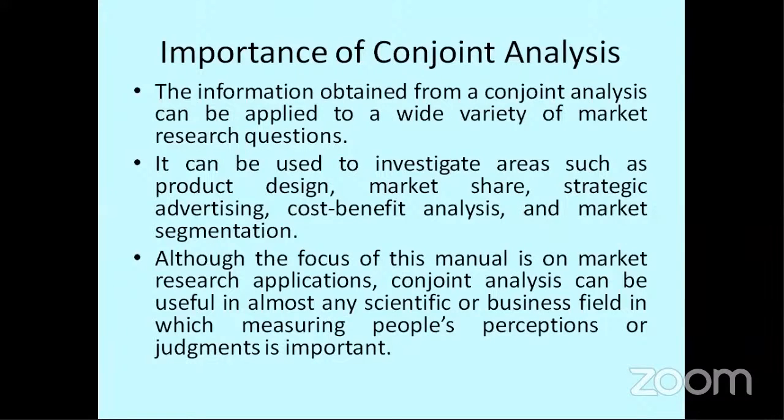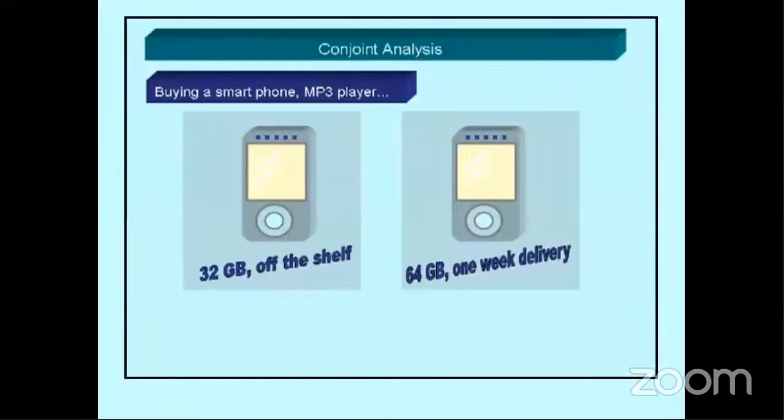When two products are merged together, which two products should be merged, or which two offers should be merged, they are all the brainchild of conjoint analysis. So enough of the theory. Let's try to understand this with a very practical view.